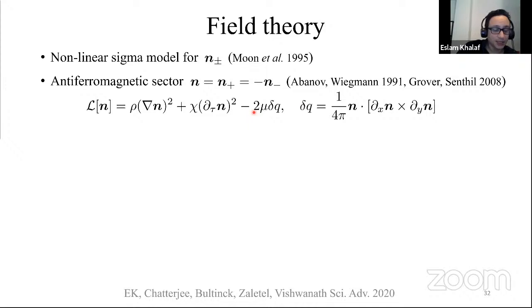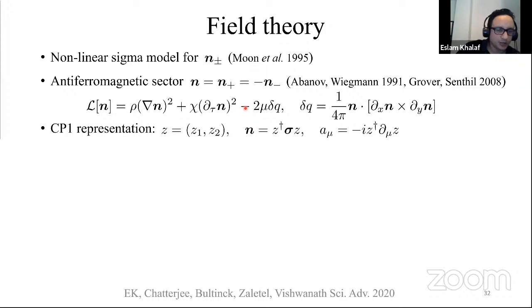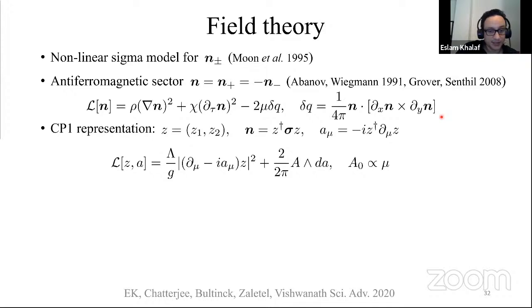Now, to understand this model, we go to something called the CP1 representation. So instead of a real three-dimensional vector, we introduce a two-component complex unit vector. And this representation has a gauge redundancy because the phase of z drops out from this. And this is captured by introducing a dynamical U(1) gauge field. And the resulting Lagrangian has the following form. It's this bosonic component, boson z, coupled to this dynamical U(1) gauge field. But more importantly, the skyrmion charge translates to the flux of this dynamical gauge field A. So the coupling to the chemical potential now takes the form of a mutual Chern-Simons term with the background field. And again, we have this factor of 2 here that tells us that a skyrmion, which is a 2 pi flux of A, carries charge 2.